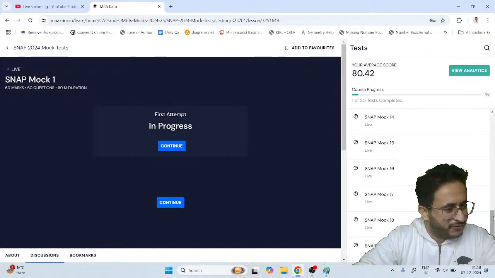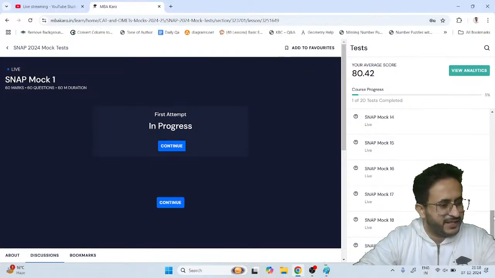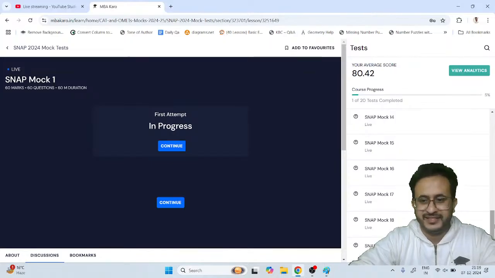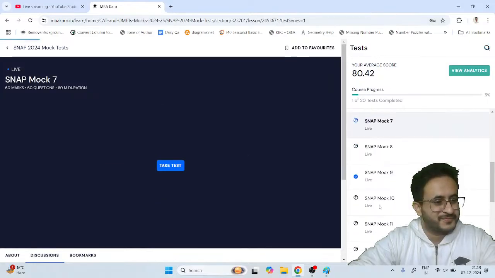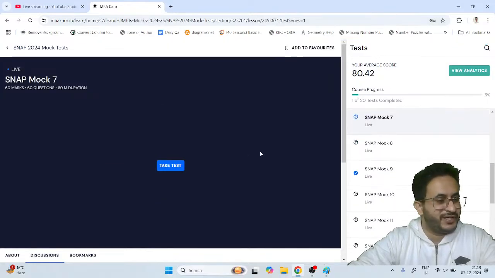A lot of you have commented 15. I think only one person has commented 15 multiple times, so I won't take that. 7 is the one I am getting the most number of comments for. So let's take 7. Let's see. So let's start mock test number 7. You can also simultaneously attempt the test and see how much you score.